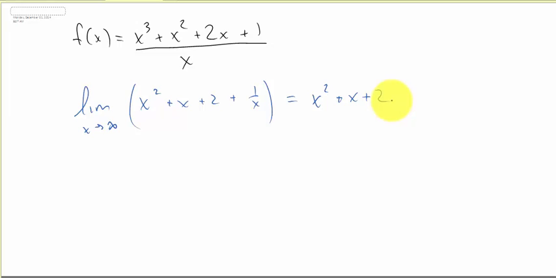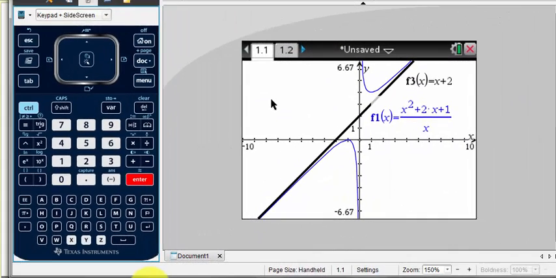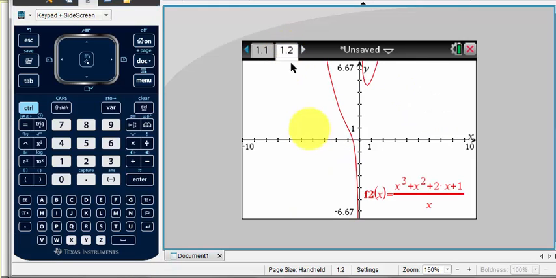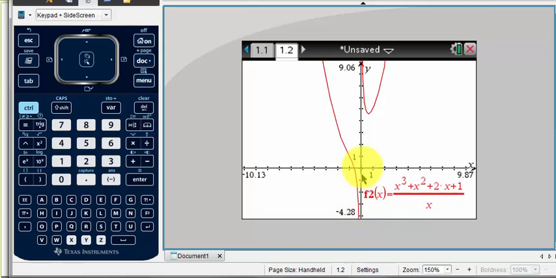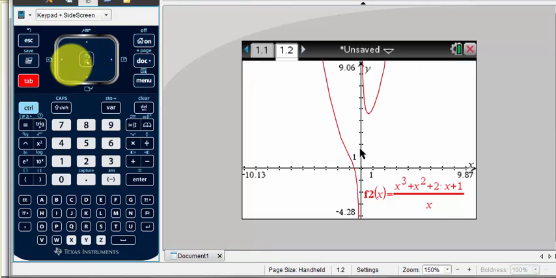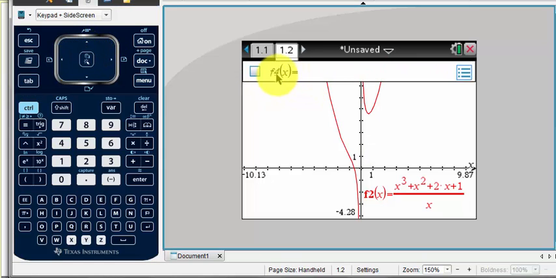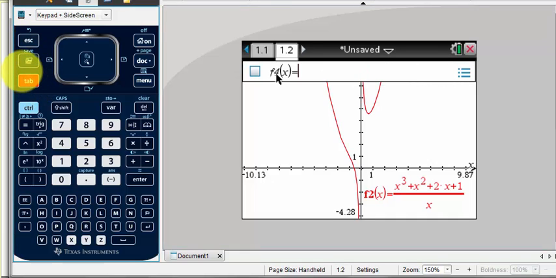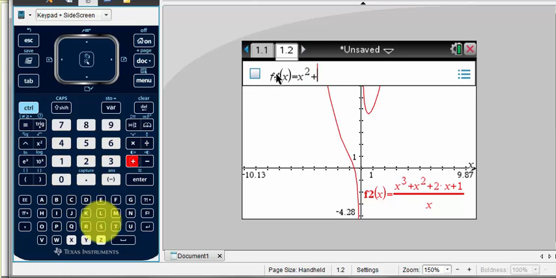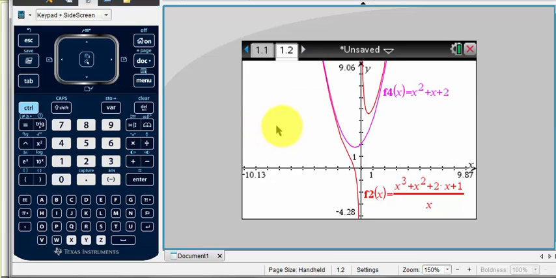Whoa, mind blown, right? So let's look at what this graph looks like. Woo, look at that fun looking thing. We've got that vertical asymptote at x equals 0. And if I graph that quadratic, x squared plus x plus 2, we can see that this curve over here is approaching that curve, and this curve over here is approaching that curve. That's weird, right?